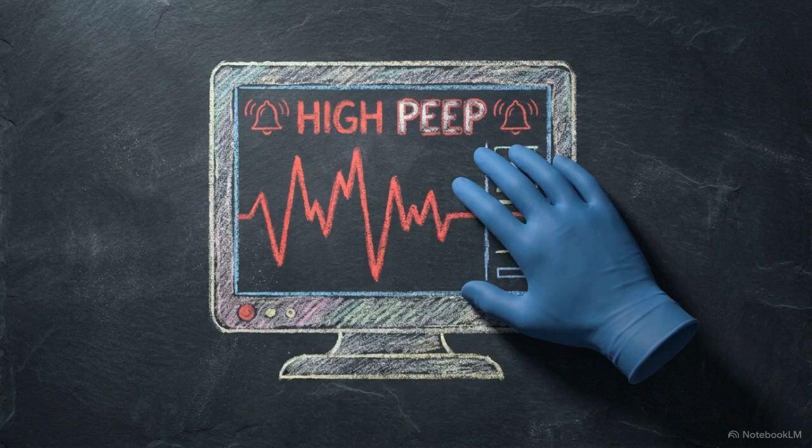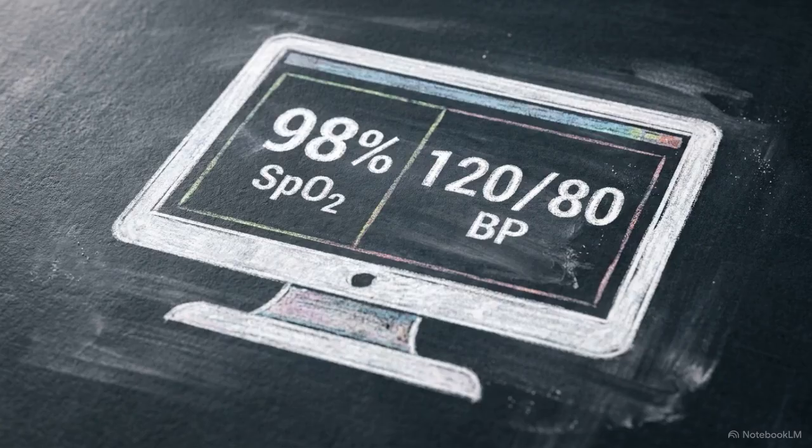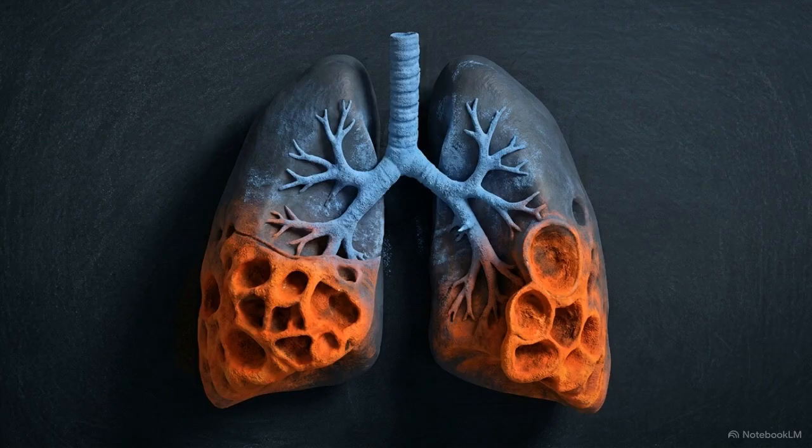Failing to recognize this trapped volume drastically underestimates the risk of auto-PEEP and cardiovascular collapse when placing the patient on mechanical ventilation. A discrepancy in respiratory data is not a failure of the equipment. It is a direct biophysical window into the invisible, pathological geometry of the patient's lungs.